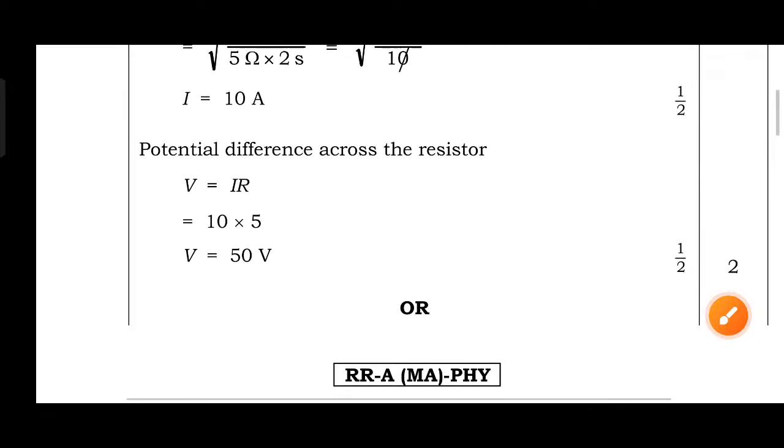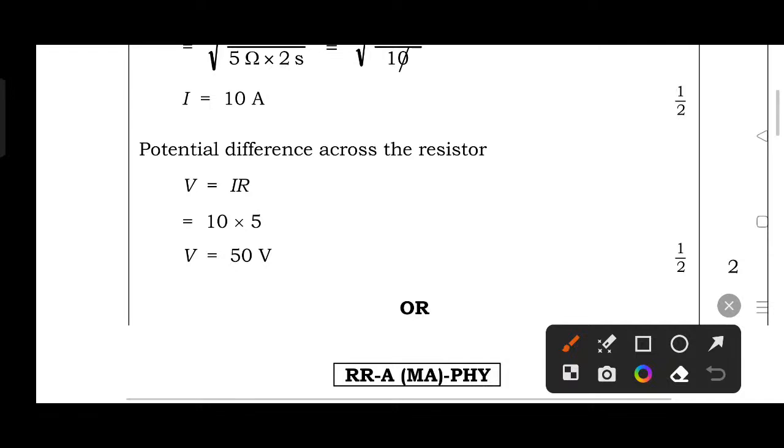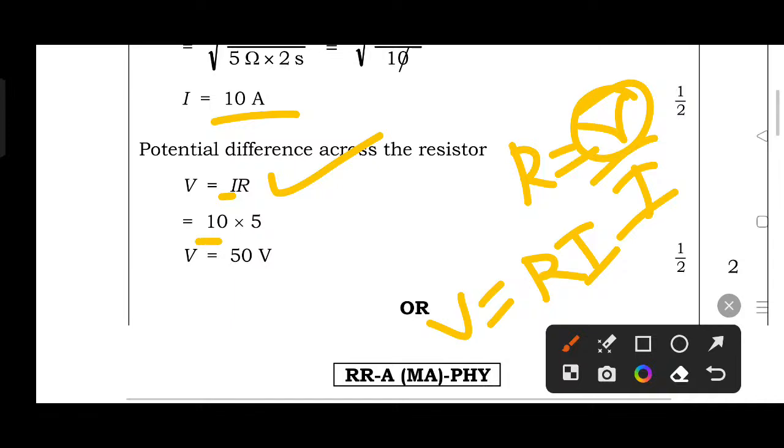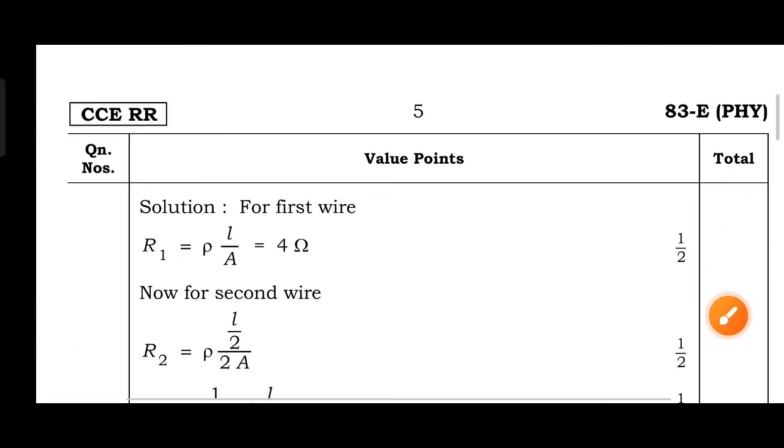Now what do we want to find out? The potential difference across the resistor. The standard formula is R is equal to V by I. But in this case we want to find V, the potential difference, so the formula is V is equal to I R. I is 10 ampere and R is 5 ohm. 10 5s are 50 volt. The potential difference across the resistor is 50 volt. Very simple problem, an easy question for 2 marks.